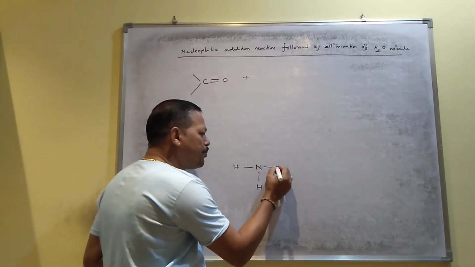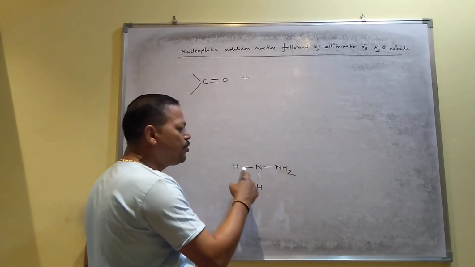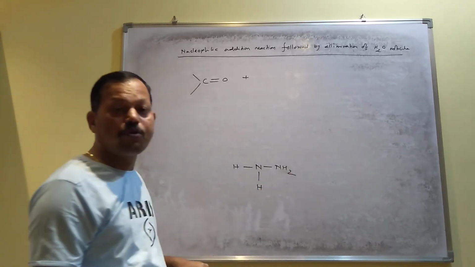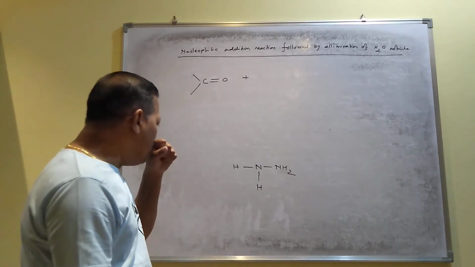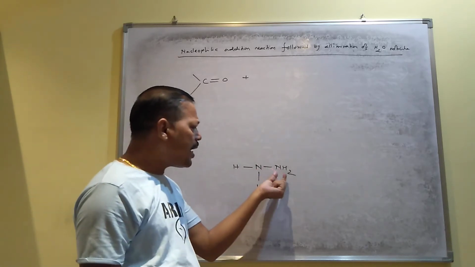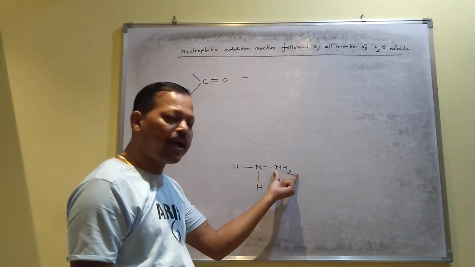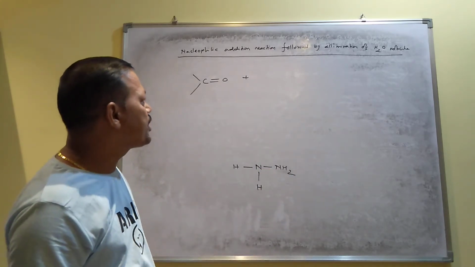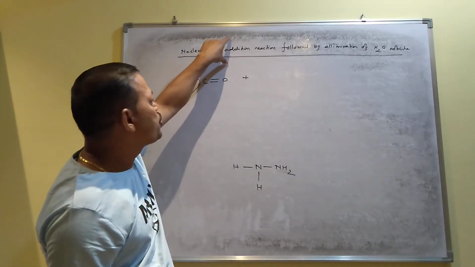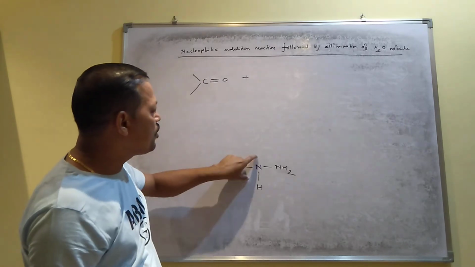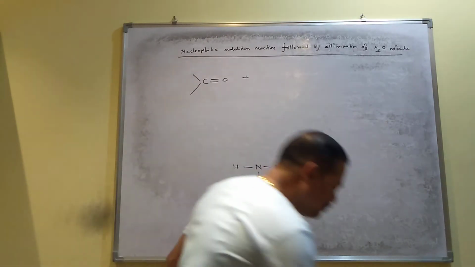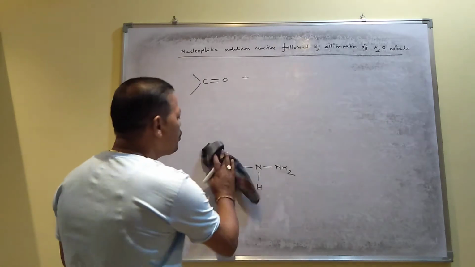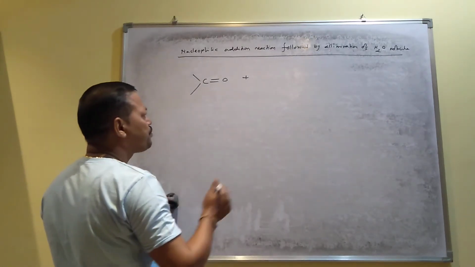Suppose the hydrogen is replaced by one NH2 group, then it becomes NH2NH2. This is one example of an ammonia derivative. So when the hydrogen of ammonia is replaced by some other group, then that type of compound is called an ammonia derivative, and this type of reaction is shown by aldehydes and ketones only with ammonia derivatives. So now I will show you the reaction.